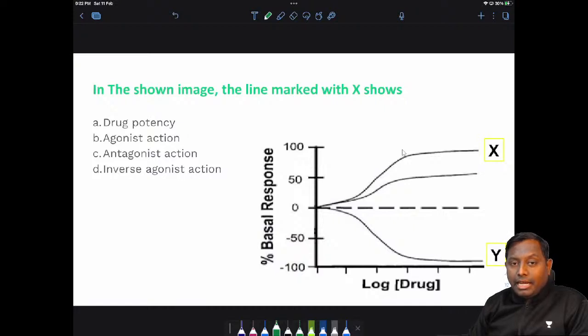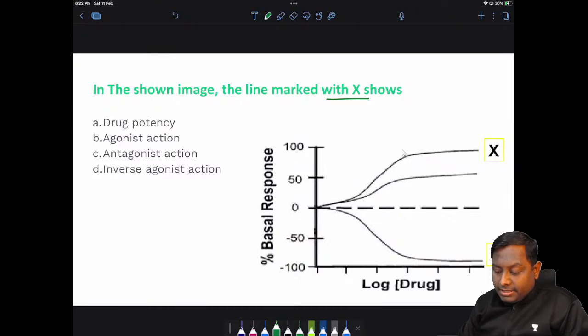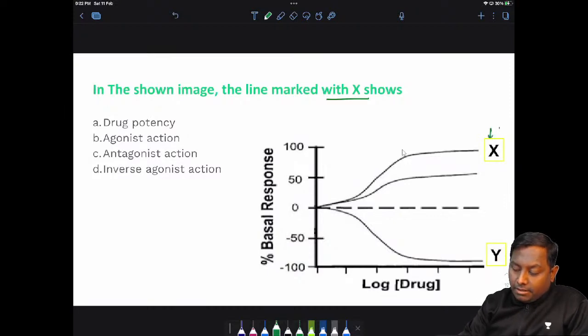In the shown image, the line marked with X. तो ये हमारा X है. X के पास जो line है, this is actually representing what? Potency, agonistic action, antagonistic action, inverse agonistic action. So what does it show? Pretty simple question.